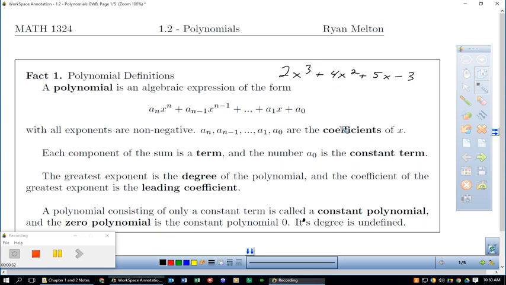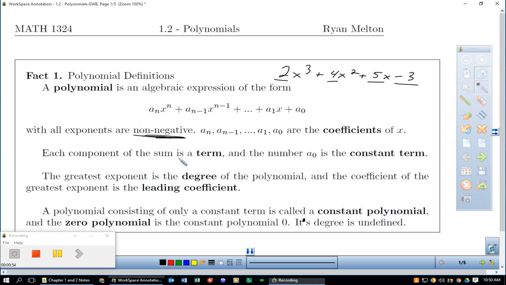That could be pluses and minuses through there. The n power right there, in this case, is actually 3. 3 down to 2, that's n minus 1, down to 1, down to 0, where all these exponents have to be non-negative. Okay, they must be either 0 or positive. Each of these numbers as we went down, these are called the coefficients, so the 2, 4, 5, and negative 3. Those are all the coefficients in x.